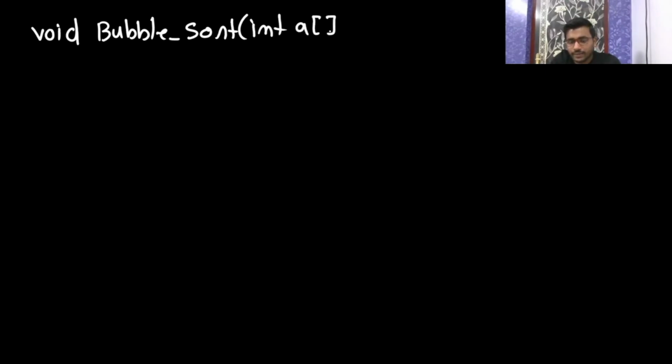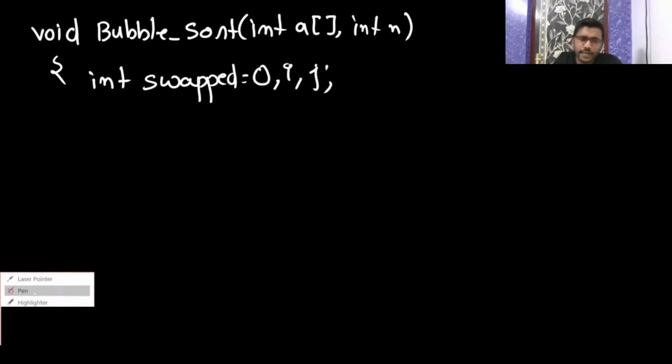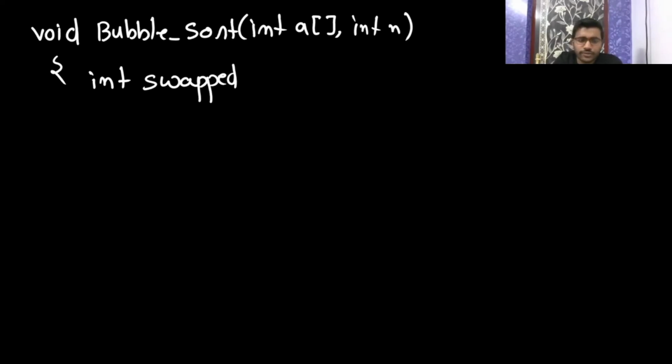It will have the array, int size, and I will use one variable, swapped, and initially I will make it 0. No need to make it 0 here, I can make it somewhere else; in the code I will make it. So I am using one variable as a flag. It is going to indicate whether the array that you have given is already sorted or not.